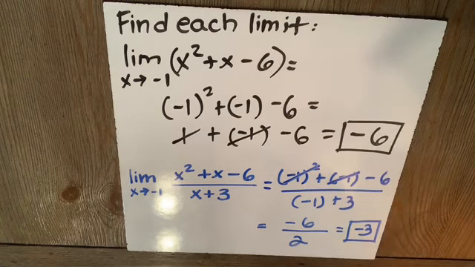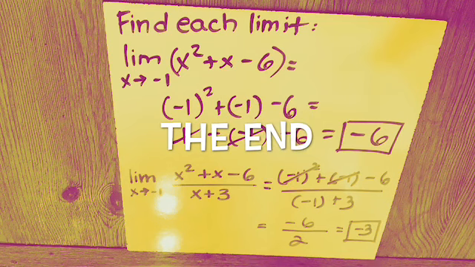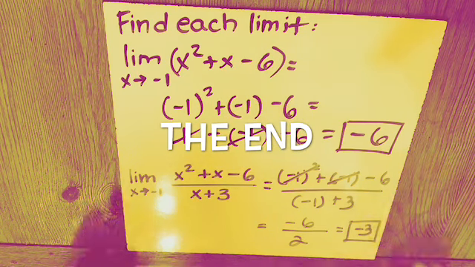Because I can find this. How do I know if there's a hole? I'd get an indeterminate form 0 over 0 when I did the direct substitution.